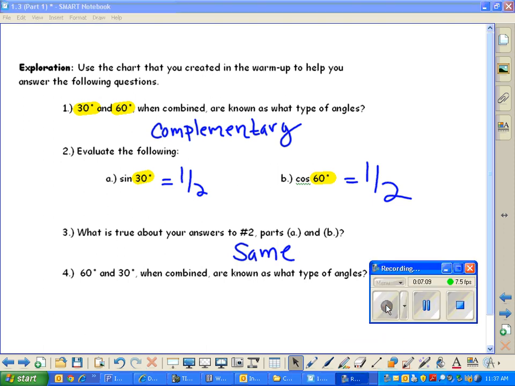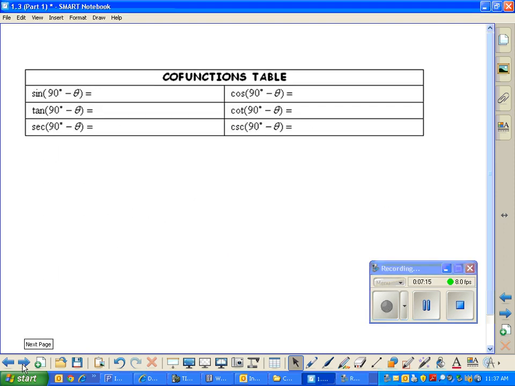Question number 4. You might have noticed, again, they added up to 90, so they were complementary angles. I'm not sure I even screen captured the next part. No, I didn't. Question number 5. Part A, you got the square root of 3 over 2. And B, you get square root of 3 over 2. However, for 6, when you look at part A and part B, what do you notice? They are the same, right?